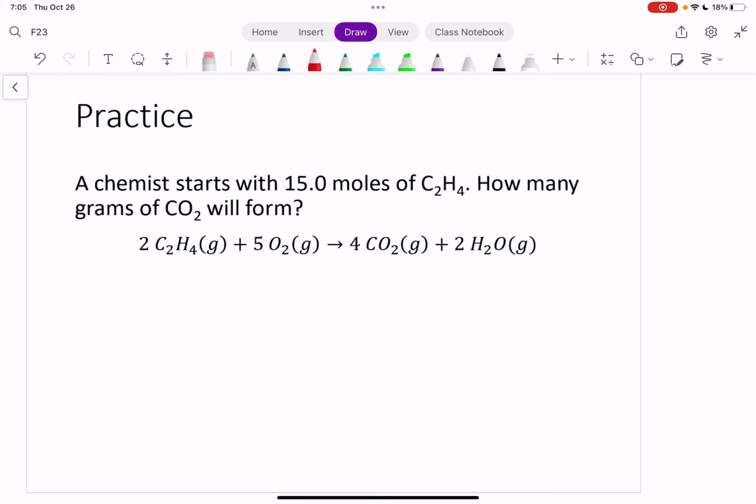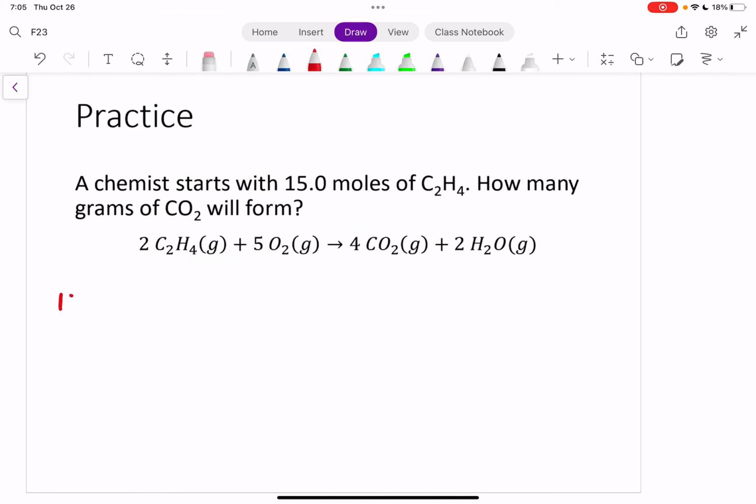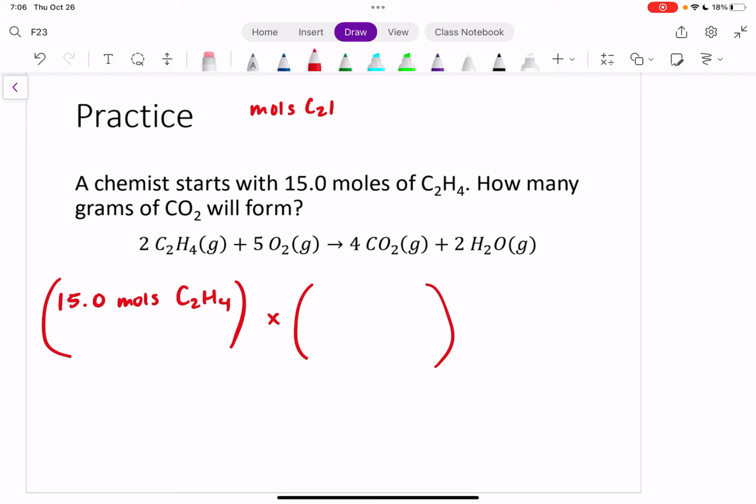So let's try this one last problem. So this says a chemist starts with 15.0 moles of C2H4. How many grams of CO2 will form? All right, so let's go ahead and just write out right away. We start with what we're given, 15.0 moles of C2H4. And we want to get to grams of CO2.